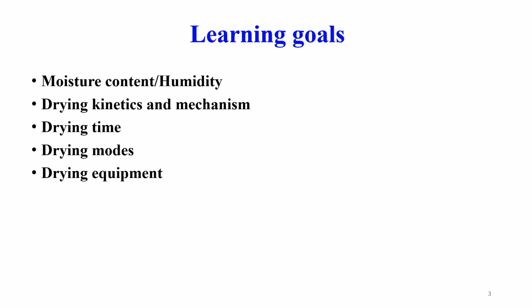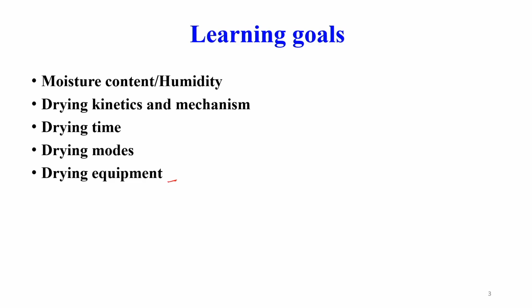So, in today's lecture we will be focusing on drying. We will first discuss what is moisture content or humidity and how it is removed by the drying. We will see what the drying kinetics and mechanism are, how it works, then how you can find the drying time, then what the different modes of drying are, batch and continuous mode. Then we will quickly see the different types of drying equipment.